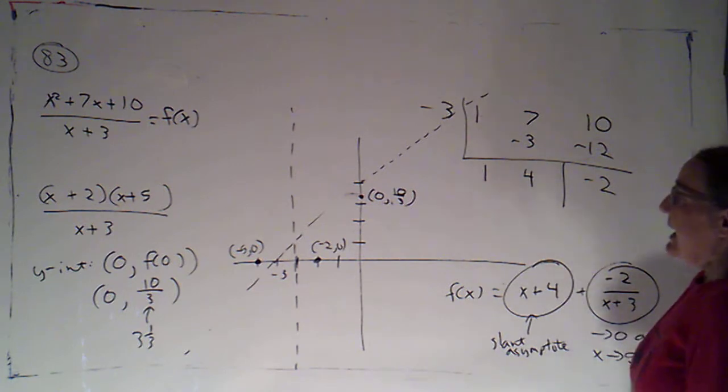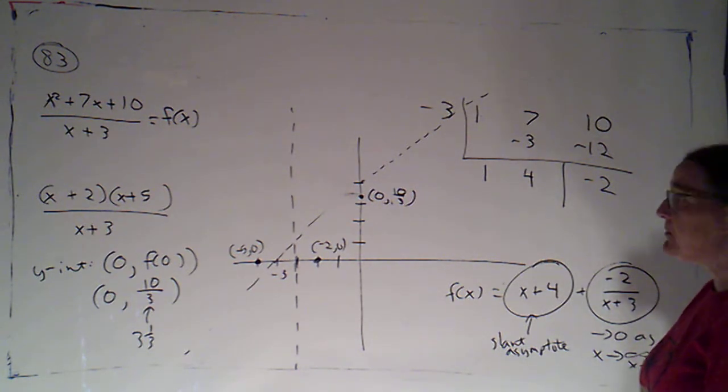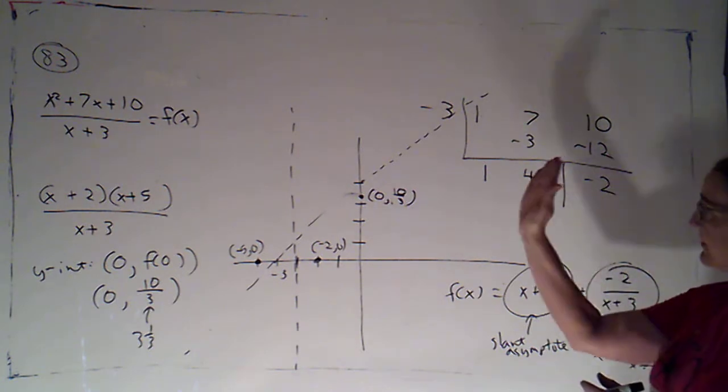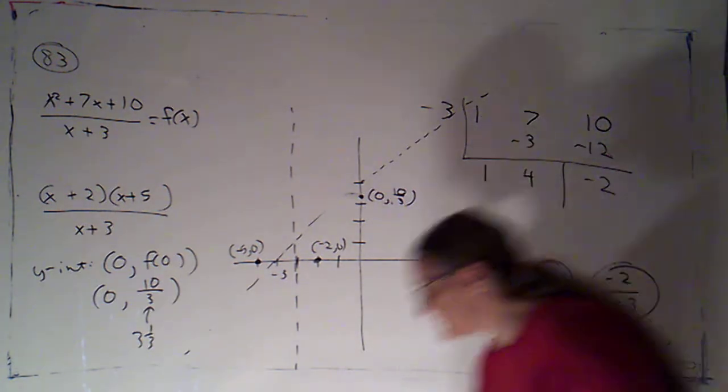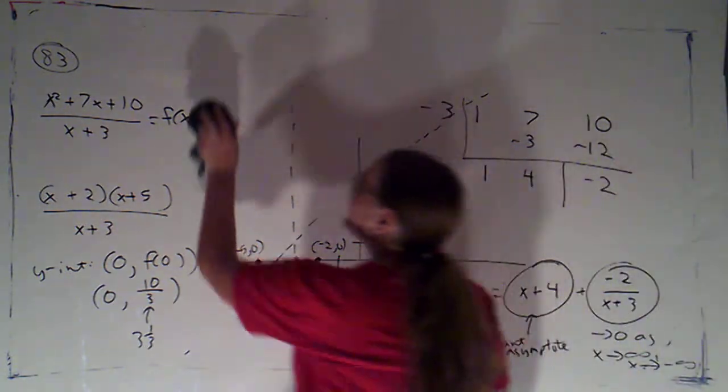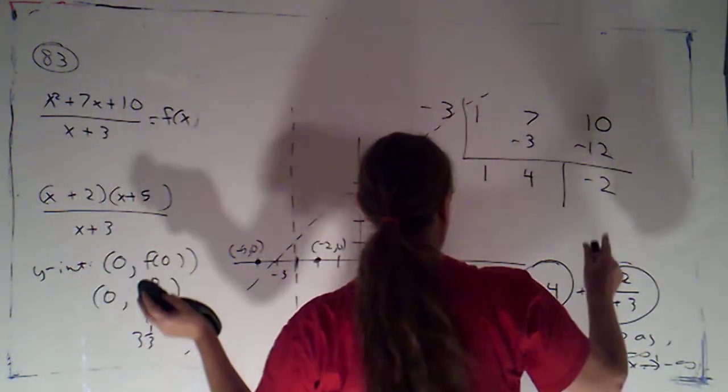Okay, excellent. So I think we've covered all of the important points. There weren't any holes. We've got the vertical asymptote and we've got the slant asymptote to give us the end behavior. So it's time to play connect the dots. Let's see. I'll do it over here.